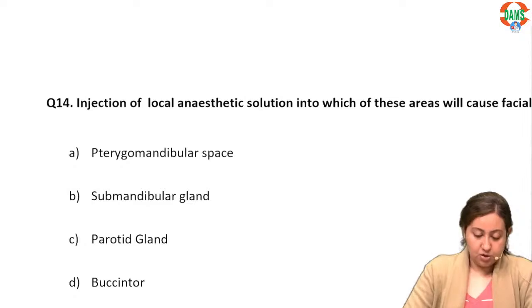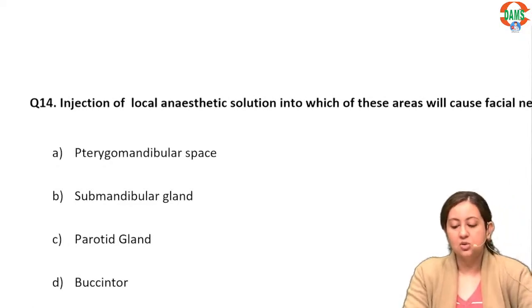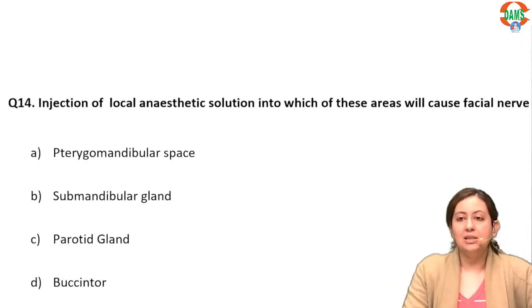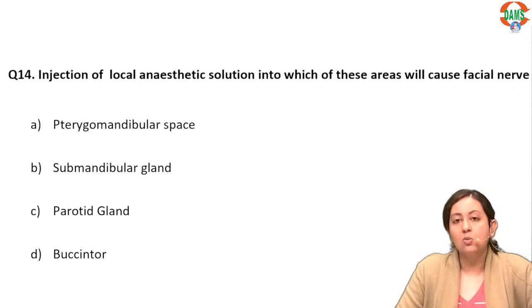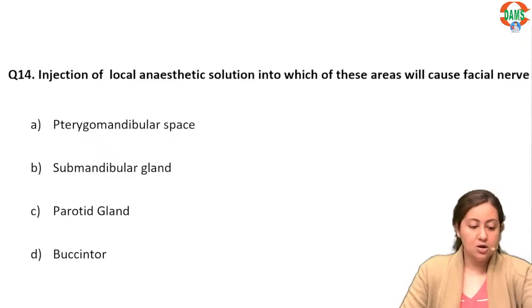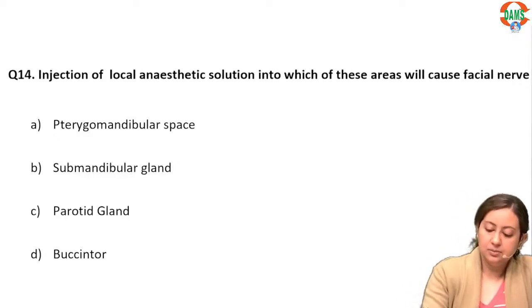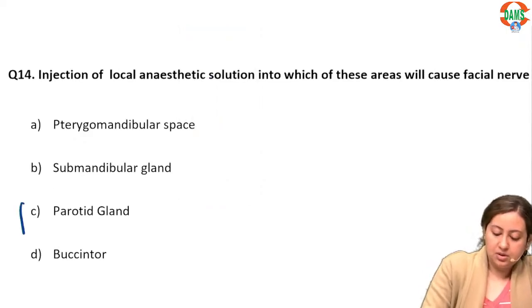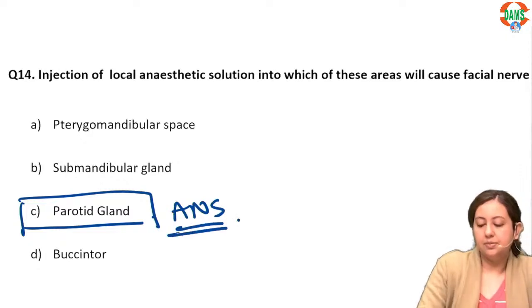Now coming to question number 14: injection of local anesthetic solution in which of these areas will cause facial nerve palsy? Option A is pterygomandibular space, option B is submandibular gland, option C is parotid gland, and option D is buccinator. So the correct option here is parotid gland.